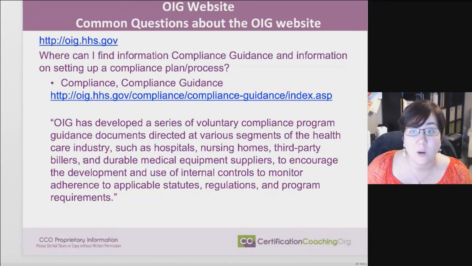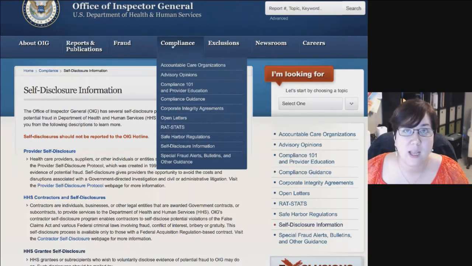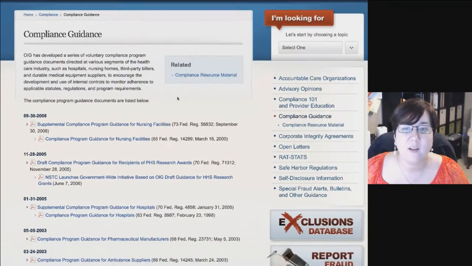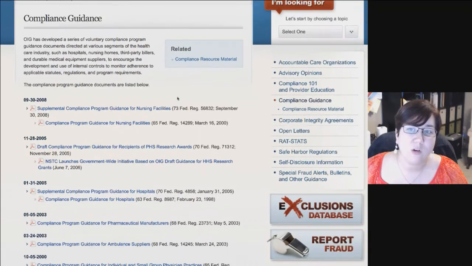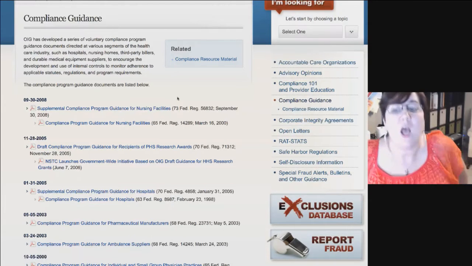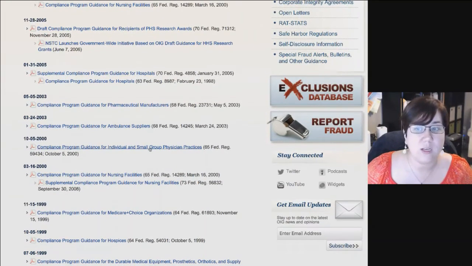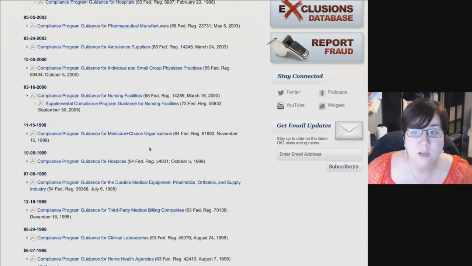Again, you're going to go back to the OIG website. Let me click over here. Okay. And this time up at the top, there is a header that says compliance. Go down to compliance guidance, and you'll actually find they're grouped by date, but they're also grouped by the type of facility that you're looking for guidance on, whether it be a nursing facility, a hospital, a pharmaceutical manufacturer, ambulance suppliers, individual and small group practices, nursing facilities. These Medicare Plus Choice organizations, those are your Medicare Advantage plans. Remember, they used to be called Medicare Plus Choice. They haven't renamed the compliance document here. It still says Medicare Plus Choice.